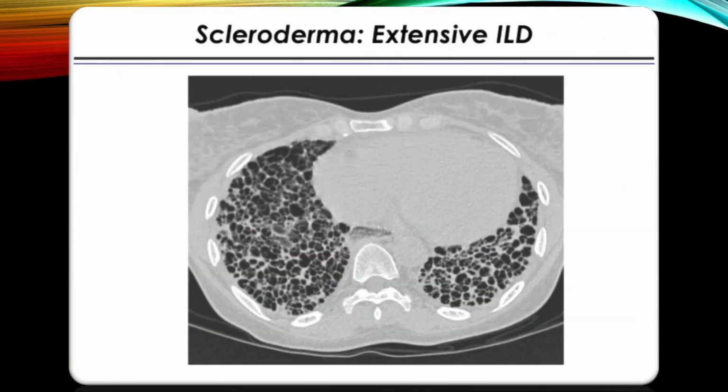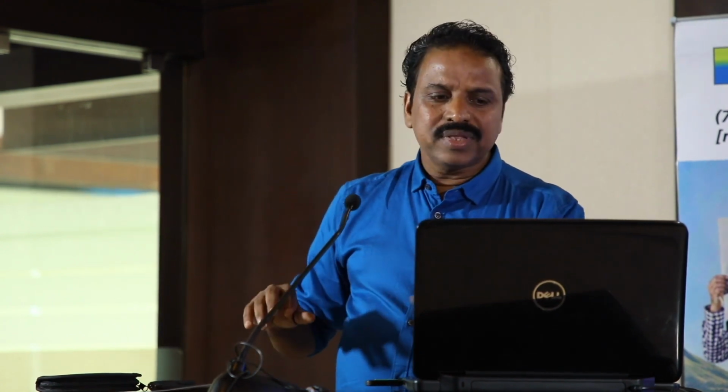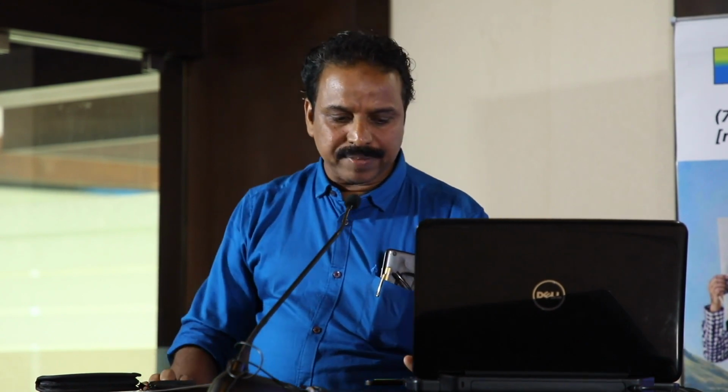In ILD, an NSIP pattern is what you see. You see ground glass appearance at the periphery, and there are bronchiectatic changes. If honeycombing is there as well, then you are sure that the patient has evidence of ILD. The deaths of these patients are due to pulmonary artery hypertension.